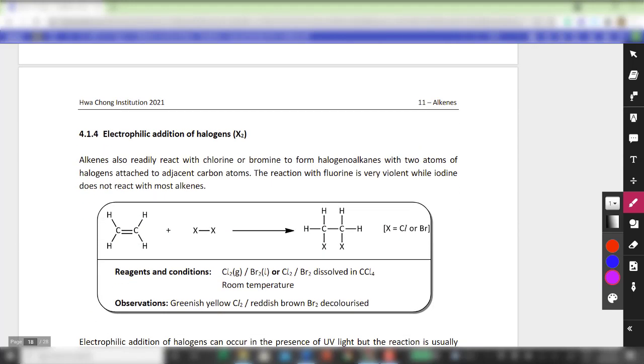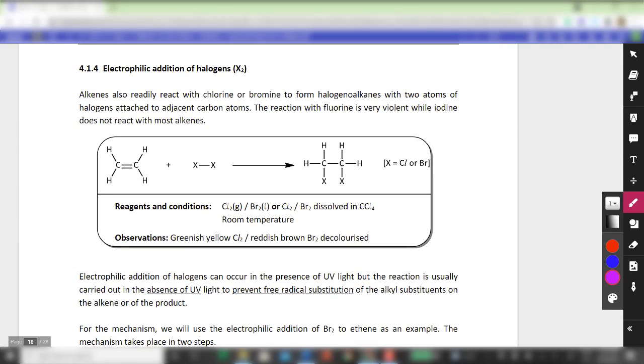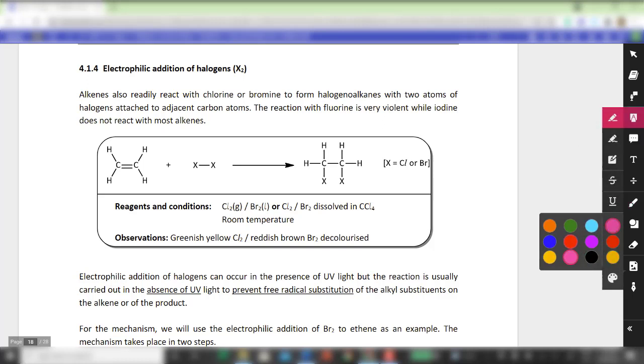Okay, now what about electrophilic addition of halogens? Electrophilic addition of halogen pretty much follows a similar mechanism to that of HBr or HCl. But in our case here, I think we need to make mention that usually we are simply dealing with chlorine or bromine, or in that case, chlorine and bromine dissolved in CCl4.